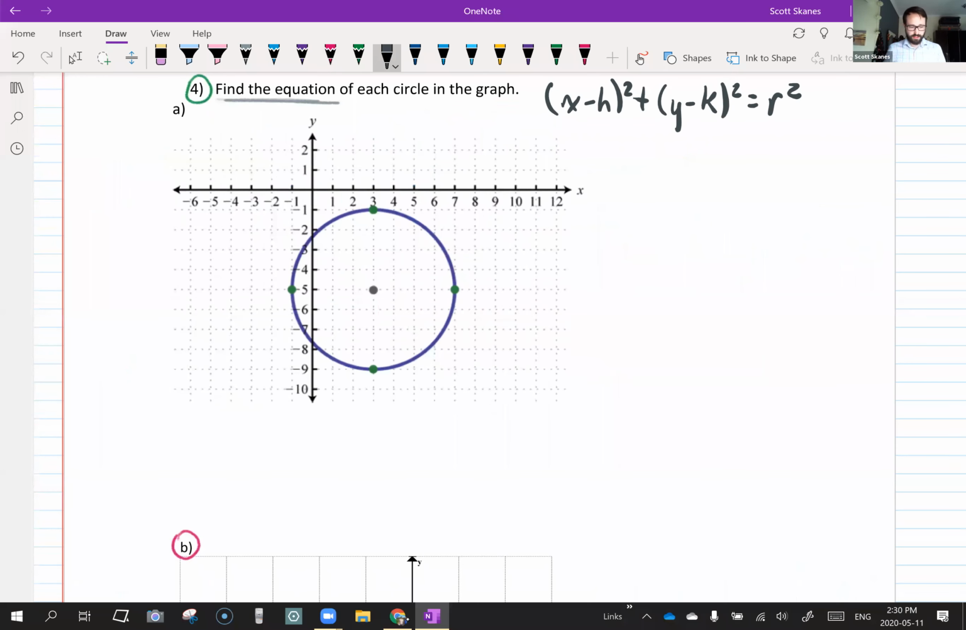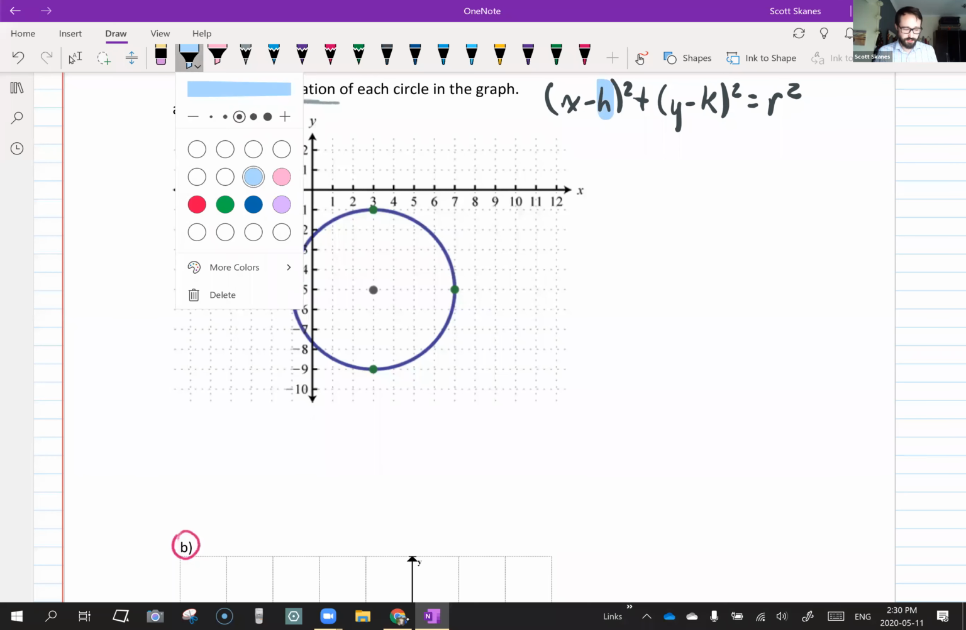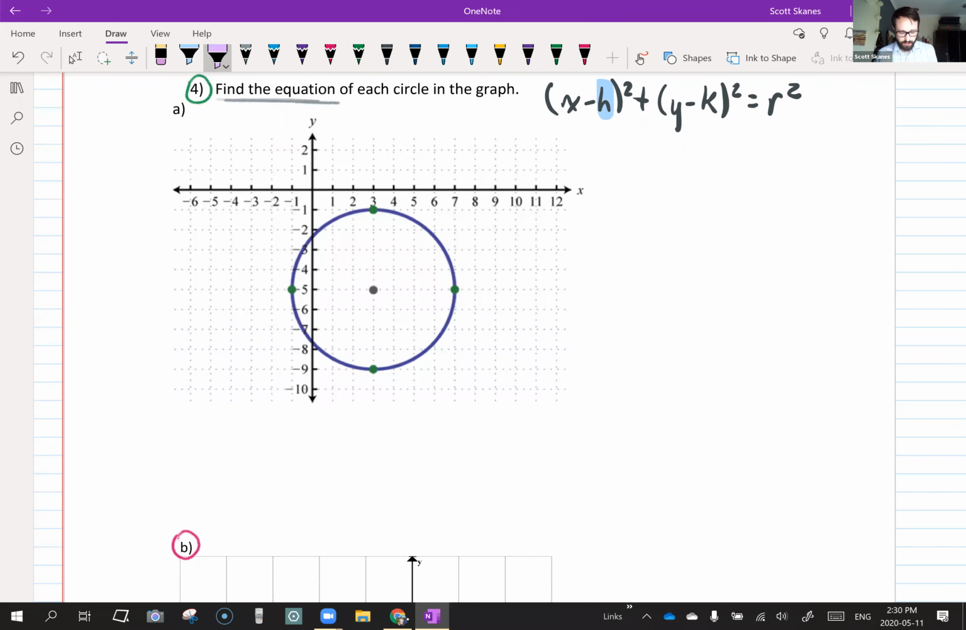And so we need 3 things. We always need the 3 things. We need to get our h. That's how far away it's been shifted in the x direction. We need to get our k. That's how it's been shifted in the y direction. And we need to get our r, or r squared, whichever one. That's how much it's been shifted in the, well, it's not shifted at all. That's the radius. And this is very easy, okay?